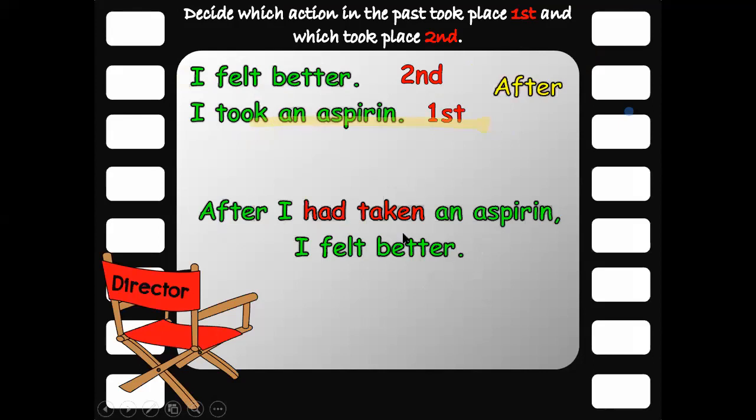After I had taken. Why did I use had taken here, not took? Because it's the first action. And I told you that after the word after we use action number one in the past perfect as here. Can you see had taken? Action number one. And this is why we used had taken, because it's action number one, and it's used after the word after. Okay? After I had taken an aspirin, I felt better.